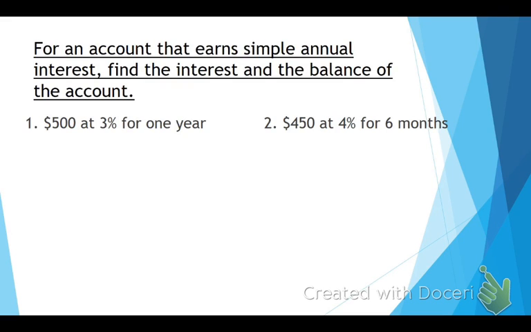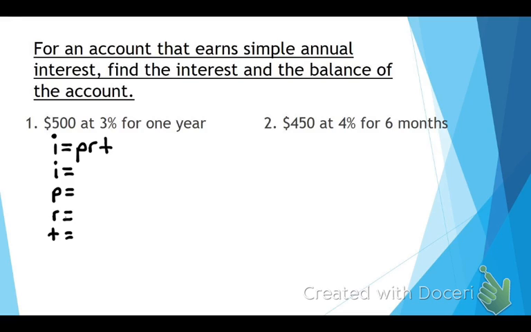All right, so write this down for me. For an account that earns simple annual interest, find the interest and then the balance of the account. Okay, so the first problem says $500 at 3% for 1 year. So let's just start off with our formula. The interest equals the principal times the rate times the time. So I equals PRT. Now we're going to try to figure out what we already know and what we don't know yet. So I equals, P equals, R equals, and T equals. This is just going to help us to set up our information so that we can easily figure out what we don't have and what we need to figure out.